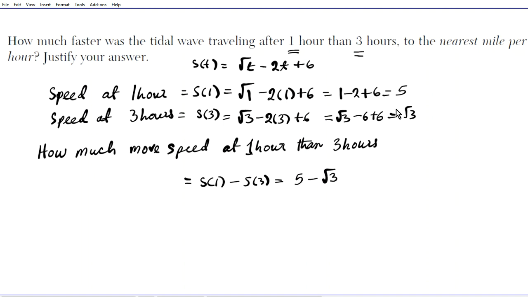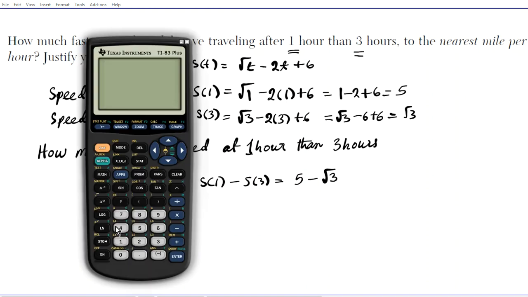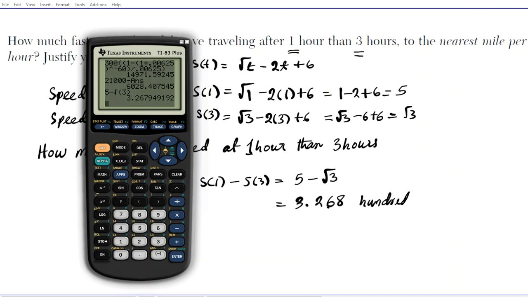Okay, let's find out the decimal equivalent of this difference. We have 5 minus the square root of 3, which is 3.267. Okay, so no, 3.268. So it's 3.268 hundreds of miles per hour.